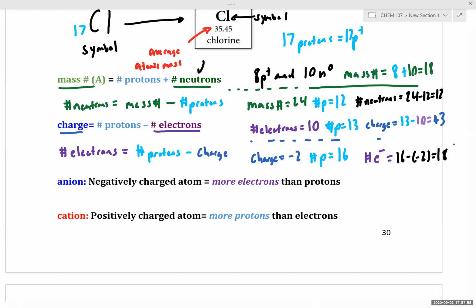Does this initial overview make sense? Does everyone see how to perform each of these calculations and use these equations? We'll be doing a lot of practice for these examples. I just want to make sure everyone's comfortable with this so far. Any questions so far?